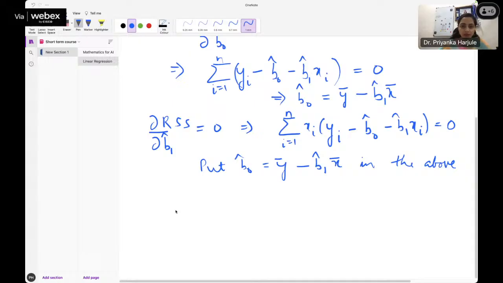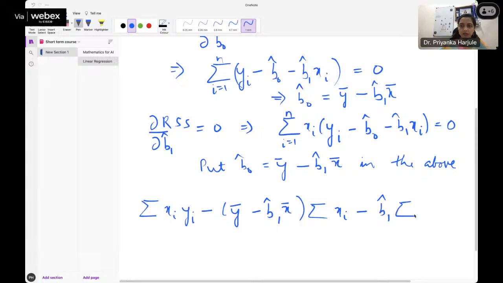So we get summation xi yi minus y bar minus b1 cap x bar summation xi minus b1 cap summation xi square is equal to 0. So this is xi yi, minus, instead of b naught I have put y bar minus b1 cap x bar, and you have summation xi with this also, and minus summation xi square b1 cap. So that is as it is.